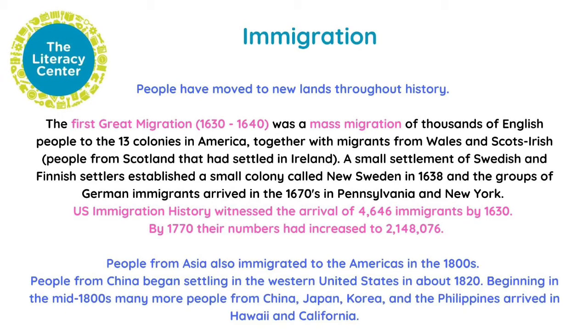People from Asia also immigrated to America in the 1800s. People from China began settling in the western United States in about 1820. And beginning in the mid 1800s, many more people from China, Japan, Korea, and the Philippines arrived in Hawaii and California.